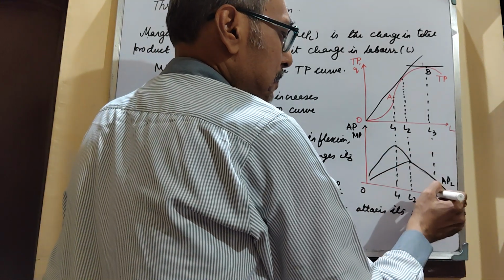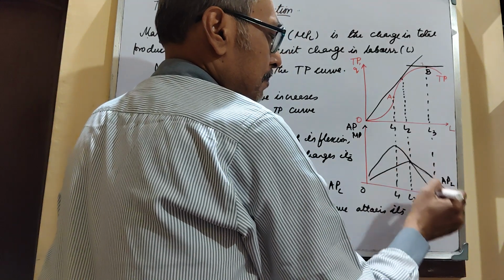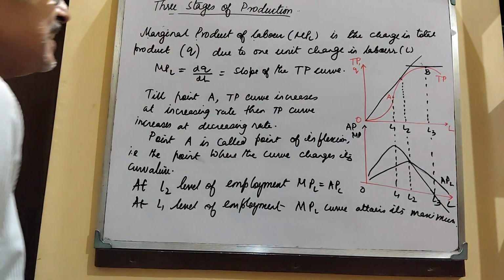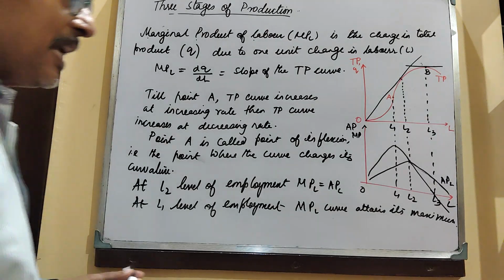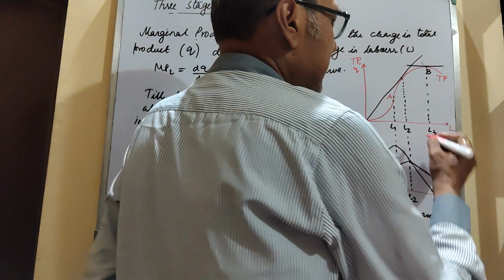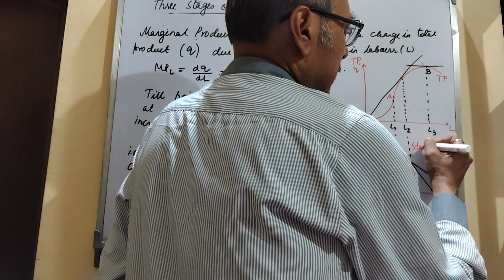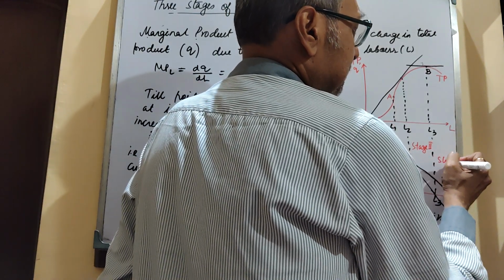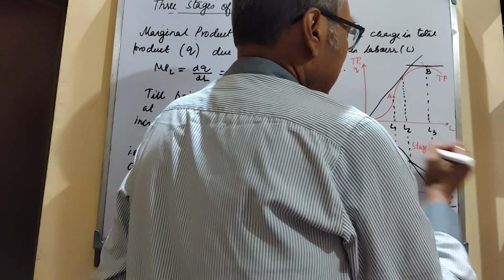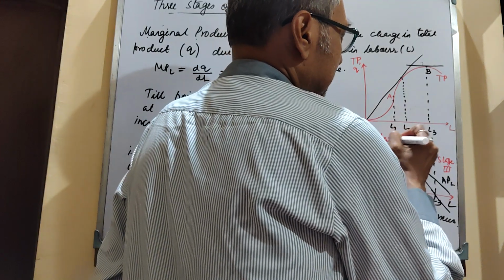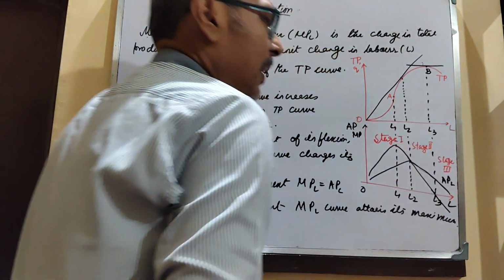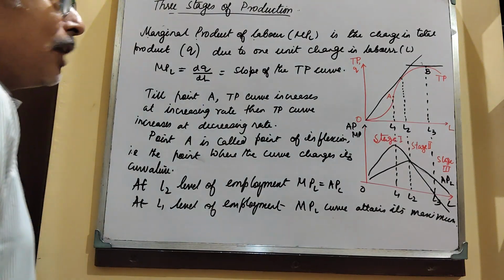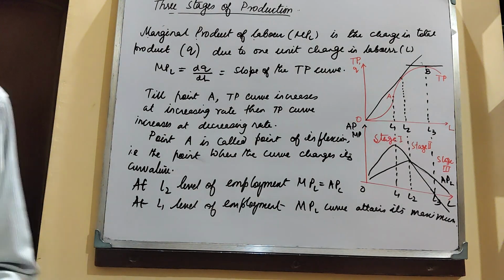This is our MPL curve. Now there are 3 stages of production. This stage is called stage 2. This is stage 3 and this is stage 1. These are the 3 stages of production. Now what are the characteristics of each stage?